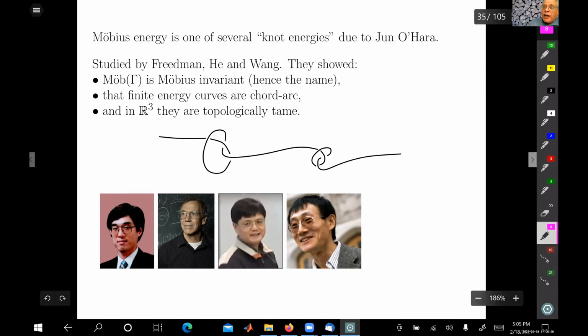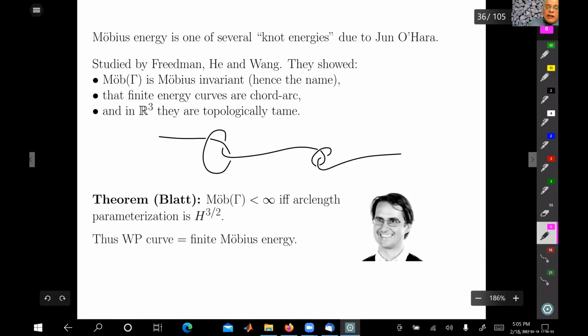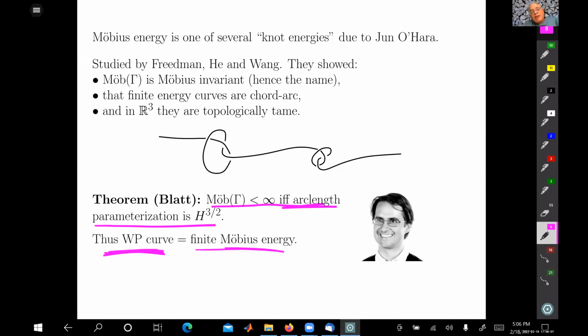The main thing I want to point out is that not every curve has finite Mobius energy. But one of these people, Simon Blatt, proved that the Mobius energy that was invented in knot theory is finite if and only if the arc length parameterization is in H^{3/2}. So the Weil-Petersson class that Leon defines is exactly the same class that the knot theorists have been studying in the 1990s, except theirs are in 3 dimensions and his are in the plane. That seems like an interesting coincidence to me, and I wonder if there's some explanation for that.